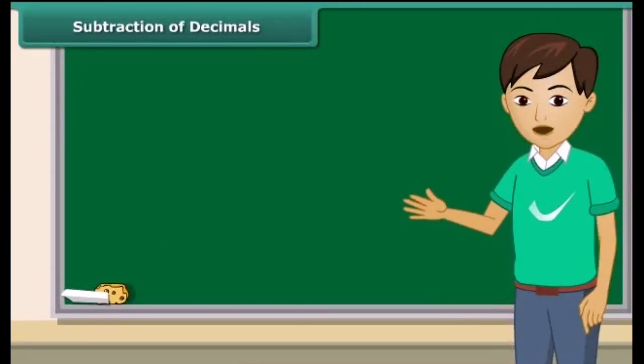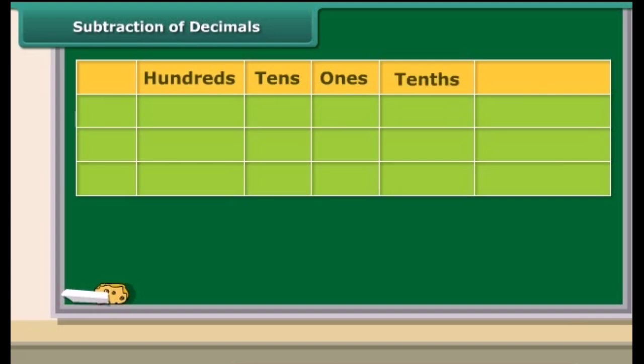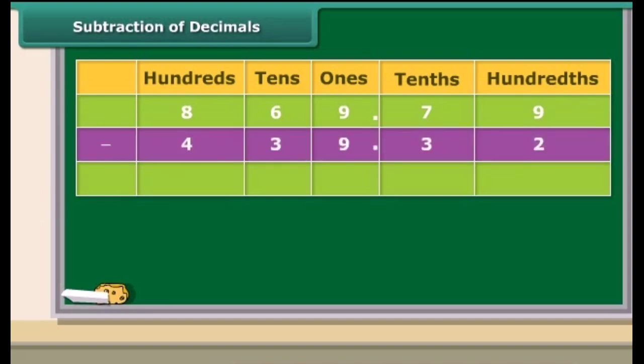Subtraction of decimals is similar to subtraction of any other numbers. Write the bigger number on top and the smaller number below it with decimal point in a vertical line. Subtract as for whole numbers, placing the decimal point in the result directly under the other decimal points. Let us start with subtraction of 439.32 from 869.79. Place the digits according to their place value in the table above. Subtract the numbers as in ordinary subtraction.